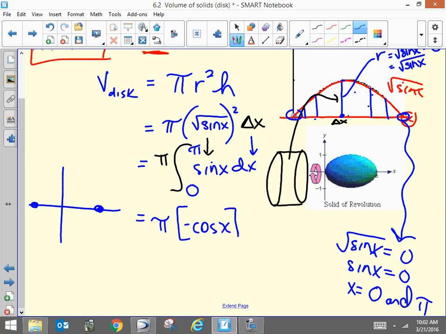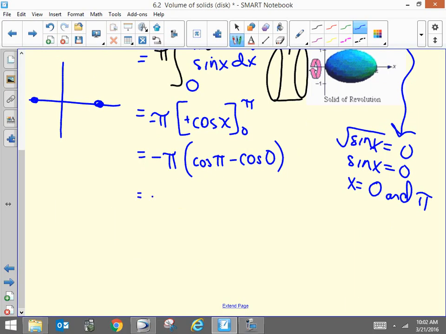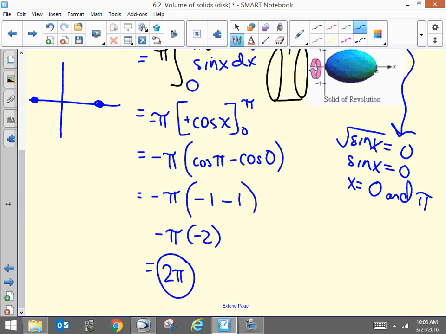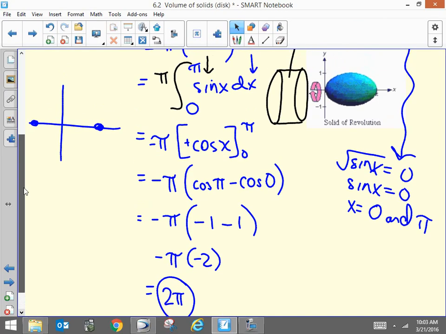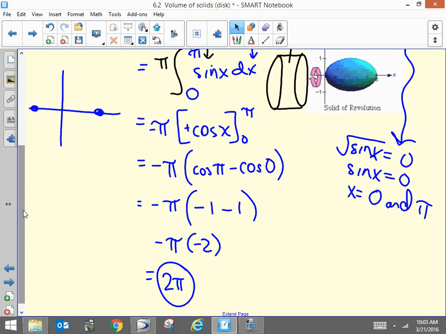Negative cosine of x, 0 to pi. I'm going to go ahead and switch the negative out here because I don't want to deal with that. All right, so cosine of pi minus cosine of 0. What's cosine of pi? Negative 1. Cosine of 0 is 1, so we have negative pi times negative 2, which is 2 pi. So the volume of that eggy looking thing right there is 2 pi, 6.28, whatever, okay?